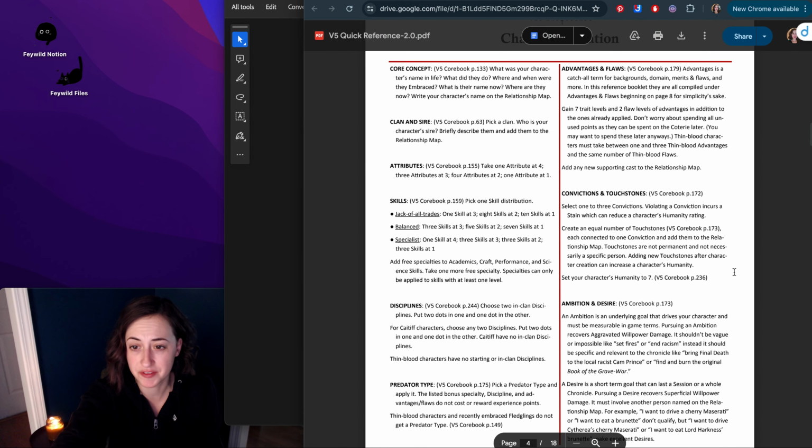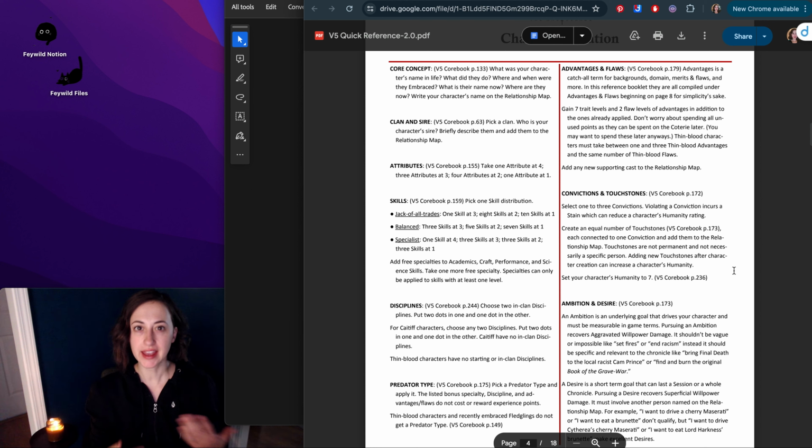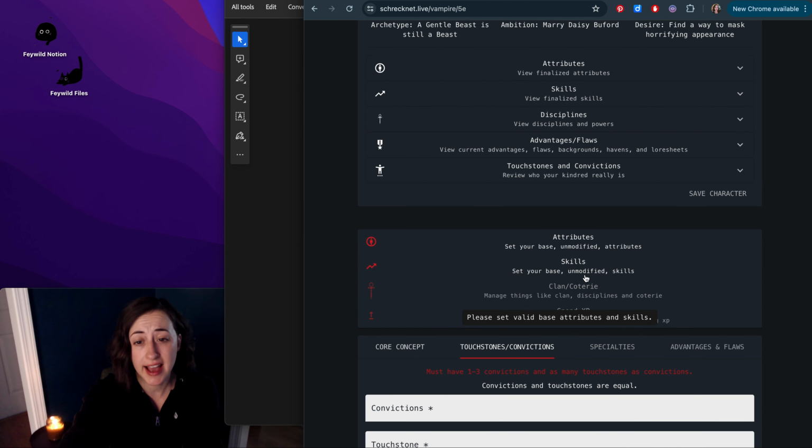Yeah, they don't have to be a specific person necessarily. For Theo, I just had a bunch of ideas for NPCs he could be connected to, so that's why mine are all people. But these touchstones are supposed to be things that remind them of their humanity and anchor them to it. So kind of thinking of things like that, things that remind your character not to be a blood-sucking monster. And so now I'm gonna move up to attributes.